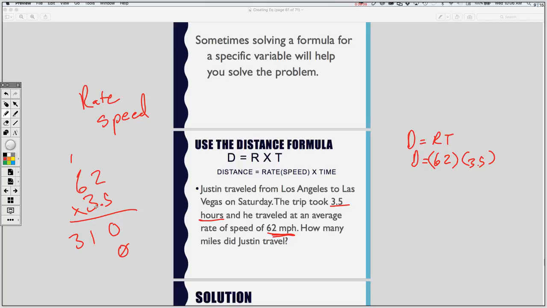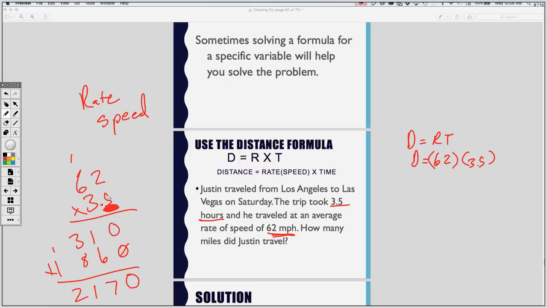What's 0 plus 0? 0. 6 plus 1? 7. 8 plus 3? 11. Carry the 1. 1 and 1? 2. How many times do I move this decimal? 1 time. Okay, there's nothing over here, so just move it once. So 217 is equal to D.